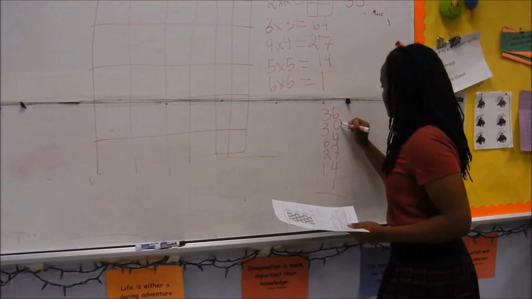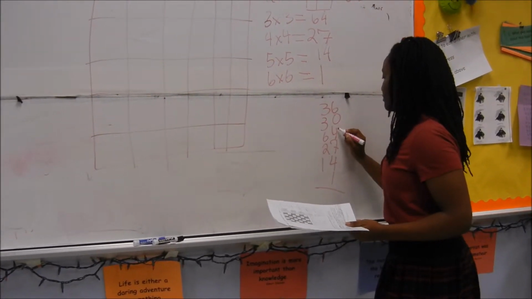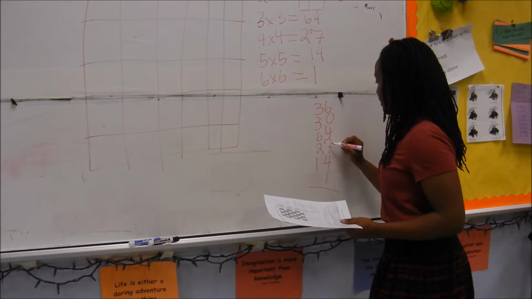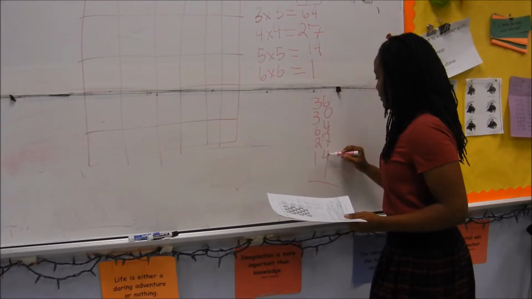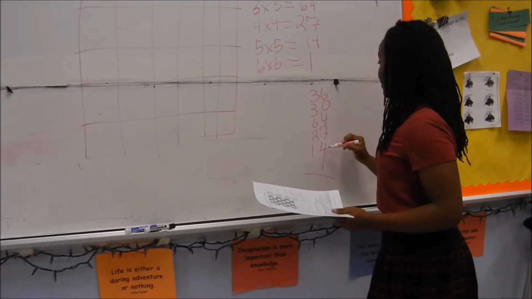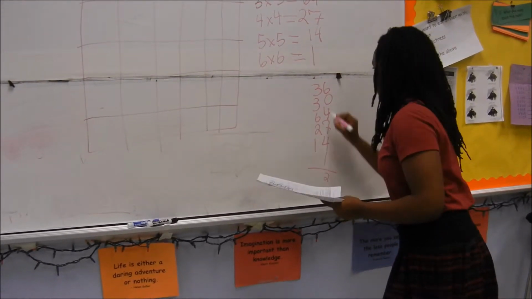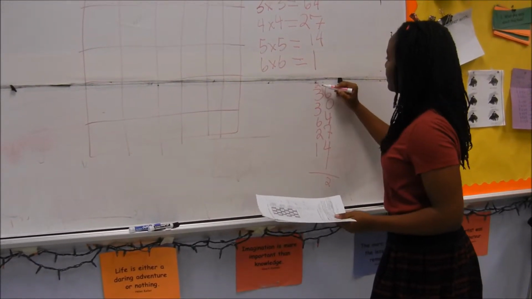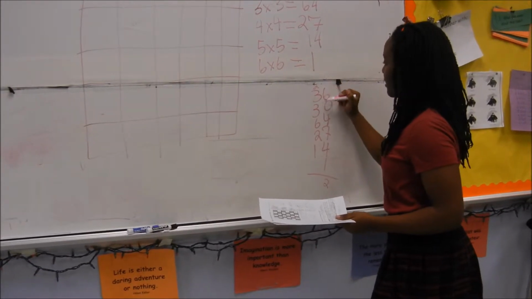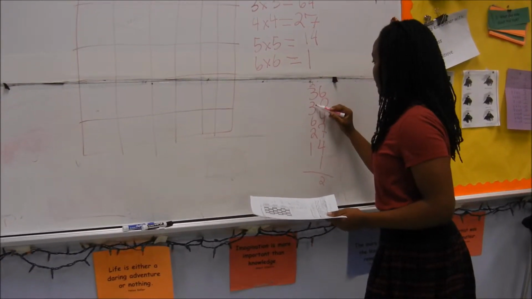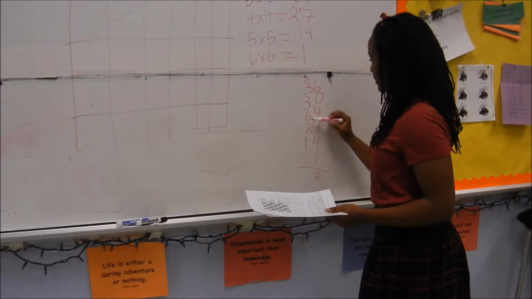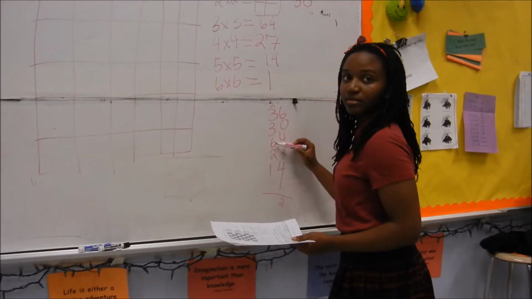So 6 and 0 is 6. 6 plus 4 is 10. 10 plus 7 is 17. 17 plus 4 is 21, and 21 plus 1 is 22. Put the 2 there, carry the other 2. 2 plus 3 is 5. 5 plus 3 is 11. 11 plus 6 is 17.